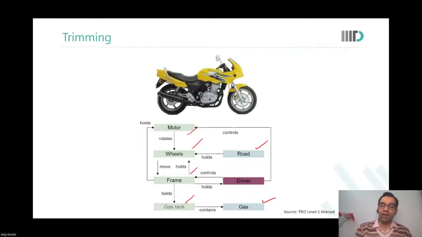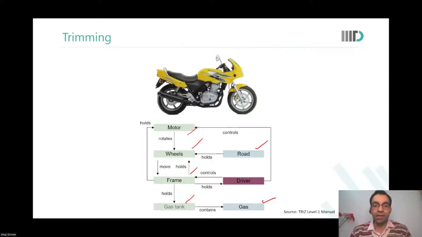And now we looked at, see, which thing can I trim? Can I trim the motor? If I trim the motor, is there anything else in the system that can rotate the wheels? Can the frame rotate the wheels? No. Can the gas tank rotate the wheels? No. So no, I cannot trim the motor.